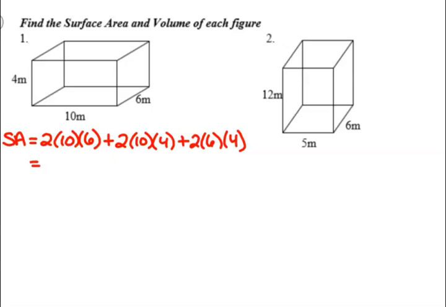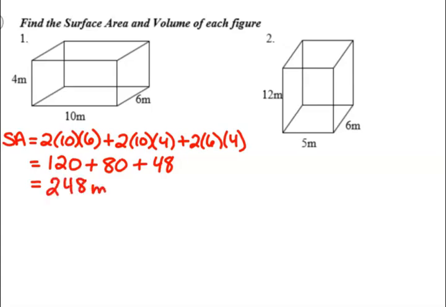So 2 times 10 times 6 gives me 120. 2 times 10 times 4 makes 80. 2 times 6 times 4 makes 48. And now I simply add those 3 values together.